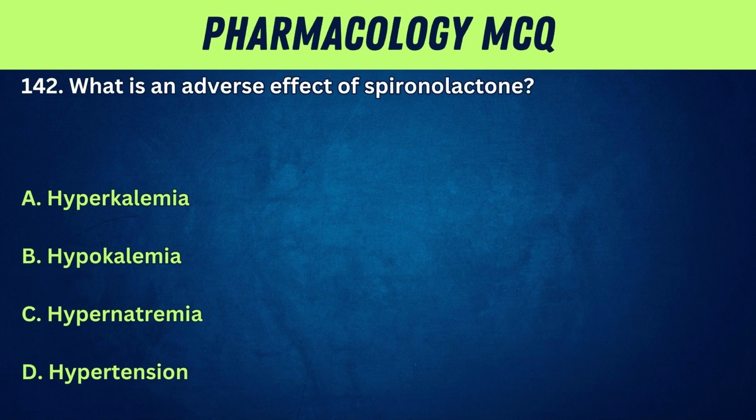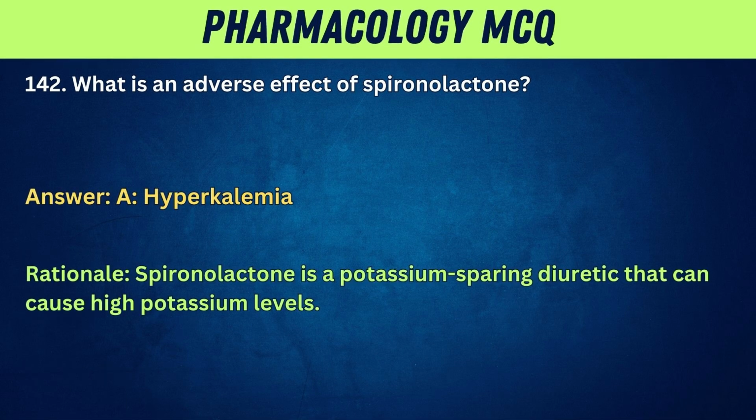142. What is an adverse effect of spironolactone? A. High-fat meals. B. Hypokalemia. C. Hypernatremia. D. Hypertension. Answer: A. Hyperkalemia. Rationale: spironolactone is a potassium-sparing diuretic that can cause high potassium levels.